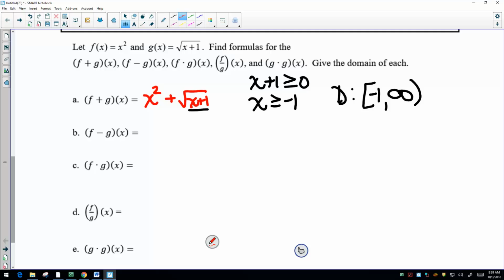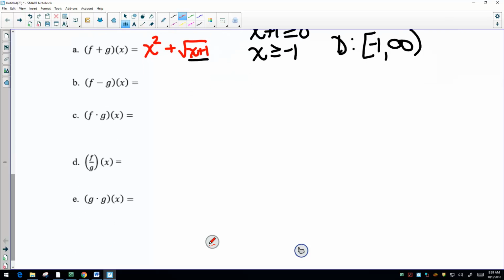Taking a look at letter B, very similar. The only difference here is that now we're subtracting these two functions. So nothing really crazy. For the domain, same thing, nothing has really changed. I still cannot have numbers less than -1, going out to infinity.